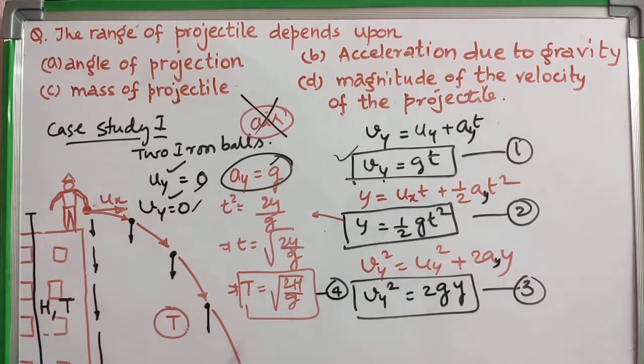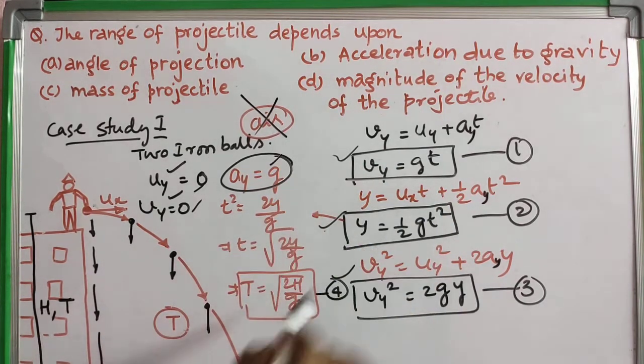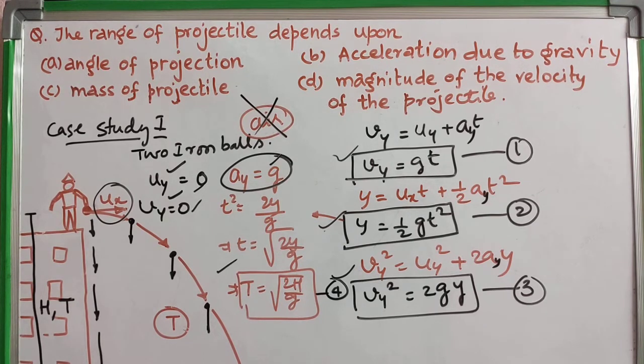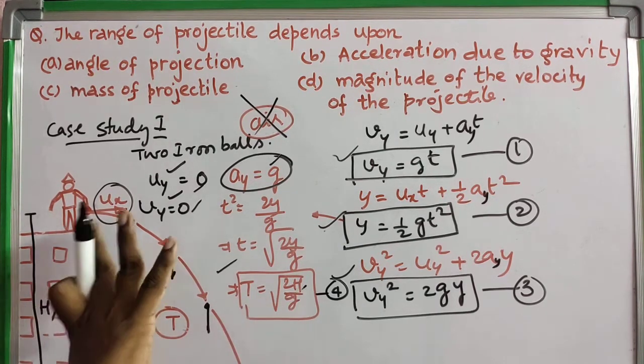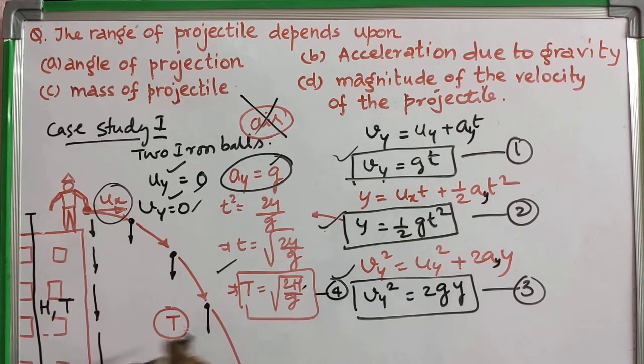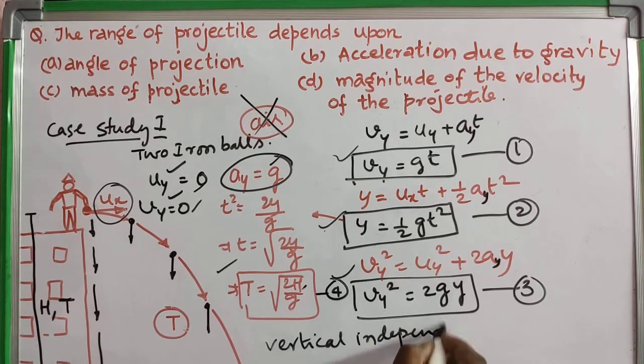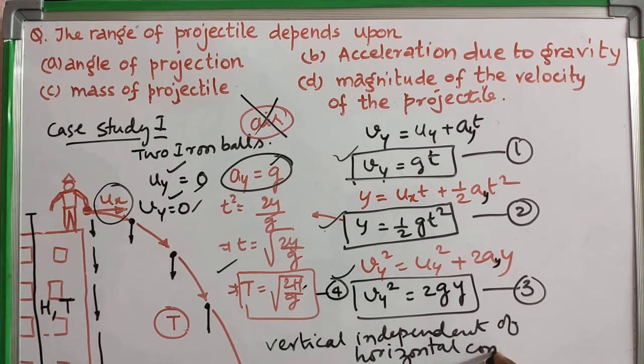So are they not going to give the same equations for this also? Can't I say that whether the horizontal component is present or not, the vertical components are going to give me the same result? Vertically it will cover how much height? Height h. So I can conclude here that the vertical components are independent of horizontal components. Clear?